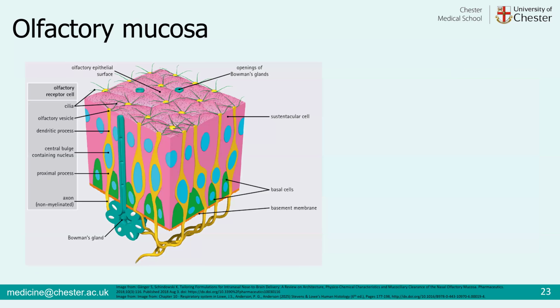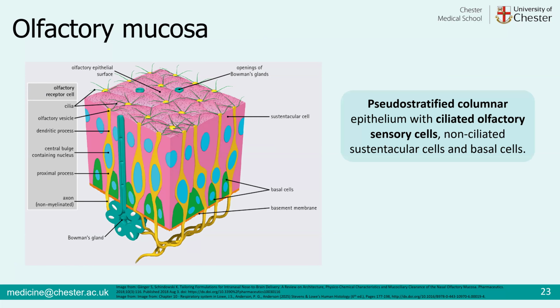Looking then at that specialized mucosa at the superior part of the nasal cavity, that olfactory mucosa, it's quite different. It still has a pseudostratified appearance, so it still is a pseudostratified columnar epithelium, but the cell types we see there are quite different. So we have ciliated olfactory sensory cells, non-ciliated sustentacular or supportive cells, and we still have basal cells. In the green down at the bottom there, that's our basal cells, the ones that can regenerate to replenish the epithelium.